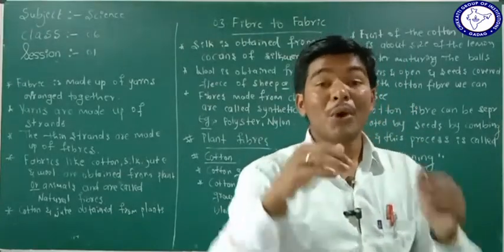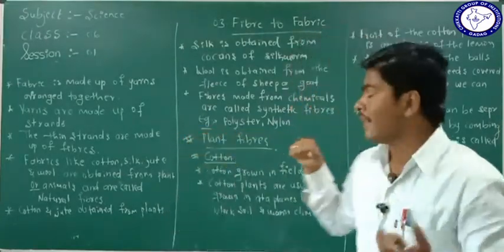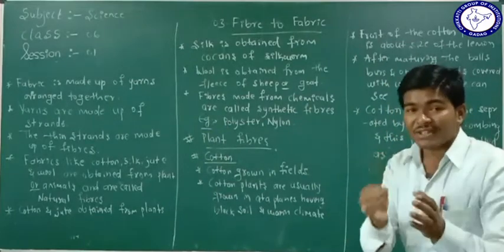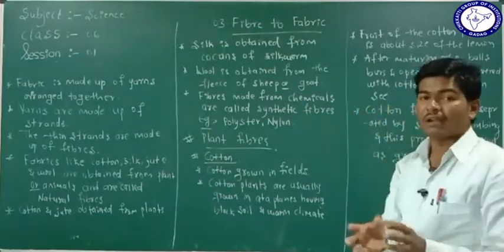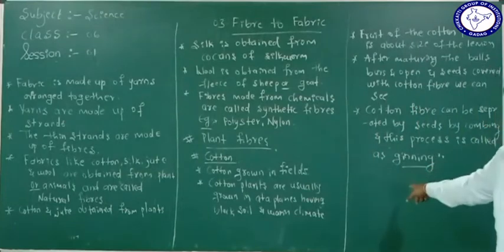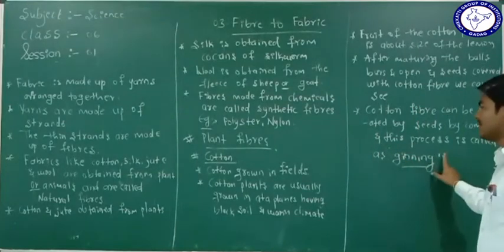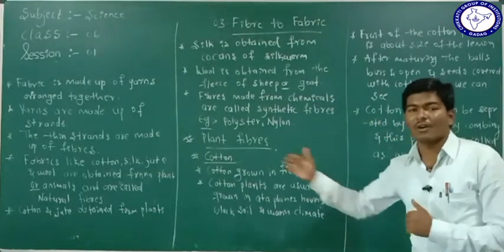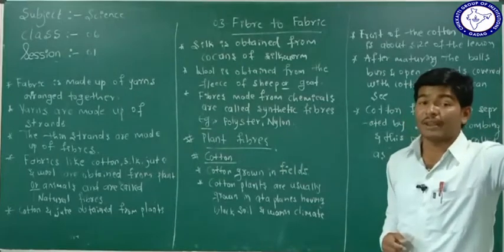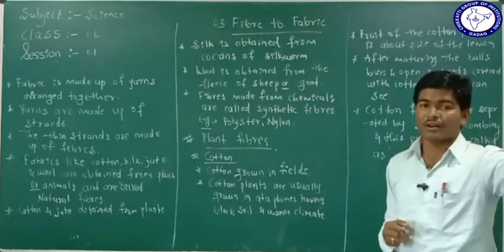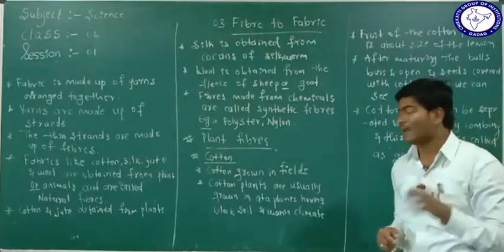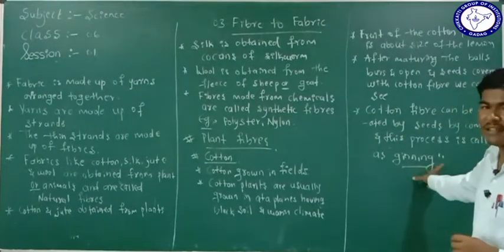How are we going to remove them? By using combing. The process of separation of the seeds from the cotton is nothing but ginning. It is the first process in the conversion of cotton into a cotton fabric or cotton cloth. Have you understood what the first step is here? The first step is nothing but ginning.